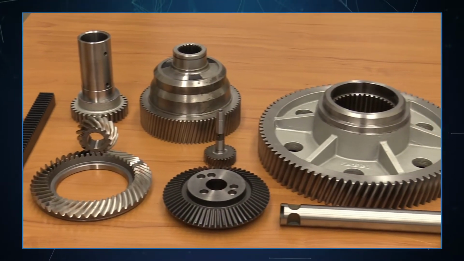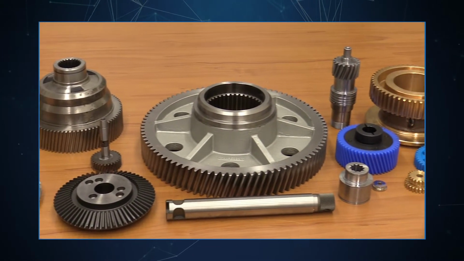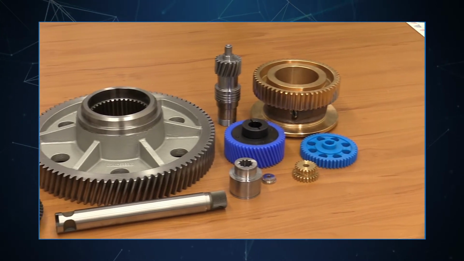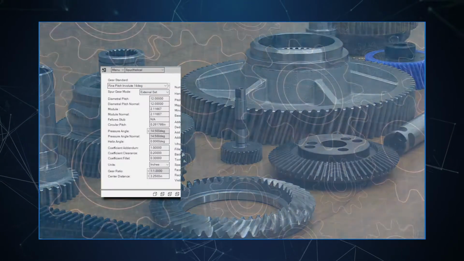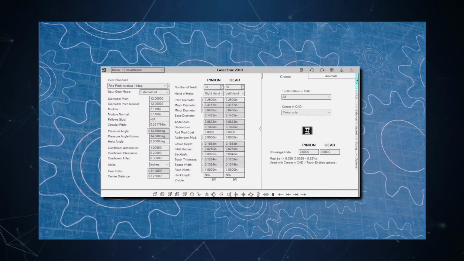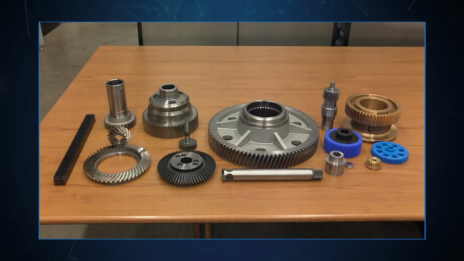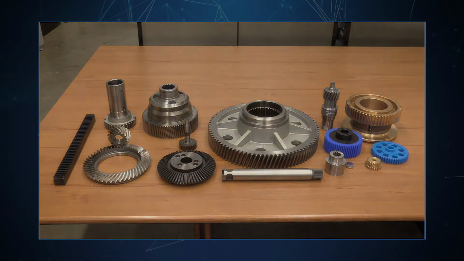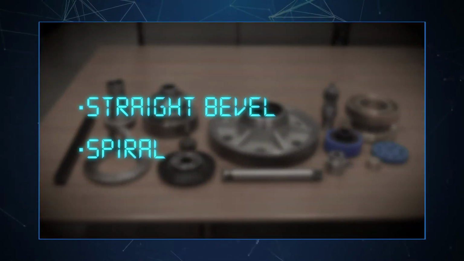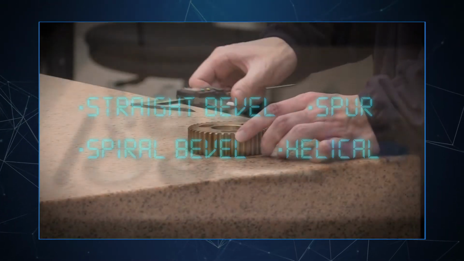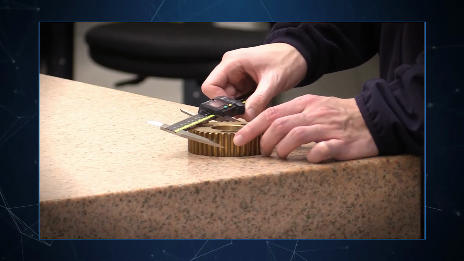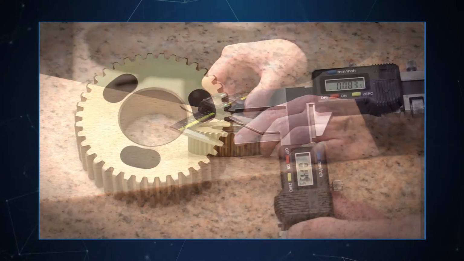However, there are still a large number of different gear types, some with very similar geometry, which means many criteria have to be examined in order to fully identify a gear's specifications. We successfully reverse engineer a wide variety of common and uncommon gear types, including straight bevel, spiral bevel, spur, and helical gears. For most gears, we can quickly and accurately measure gear features with handheld tools.